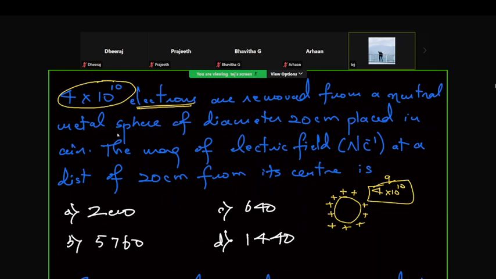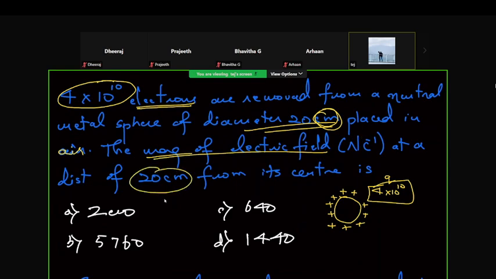Fine. A metal sphere of diameter 20 centimeters. Again, centimeters, I don't like it, so you'll have to convert to meters. All those things we will do. It is placed in air. The magnitude of the electric field, in newton per coulomb, which means everything should be in SI, at a distance, whatever, this is again R, from its center. So in simple language, they're asking me to find the value of E.